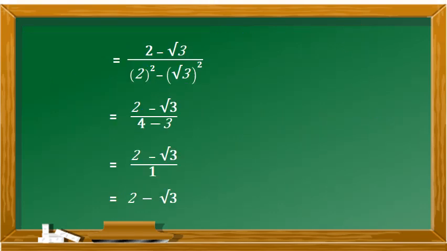It becomes (2 minus root 3) by (2 square minus root 3 the whole square). Why? Because the denominator is in the form of (a minus b) into (a plus b), which is written as a square minus b square. Now see the next step. 2 minus root 3 is as it is, by 2 square is 4, minus root 3 the whole square is 3. So you get 2 minus root 3 by 1, which is 2 minus root 3. That is, you have rationalized the denominator. The denominator has become a rational number, 1.